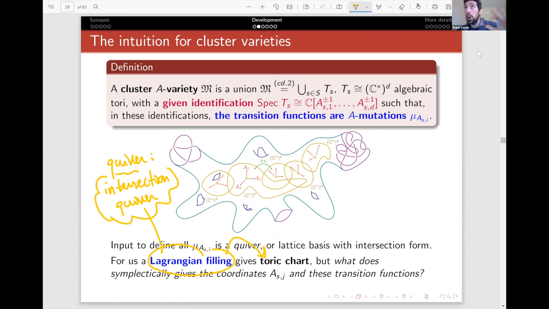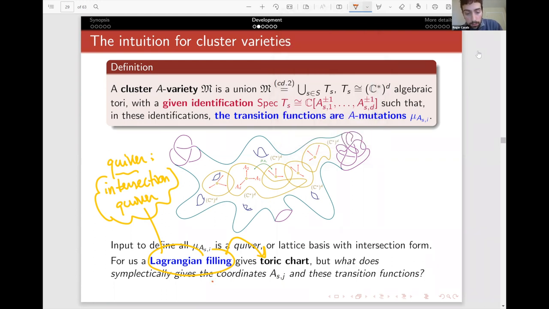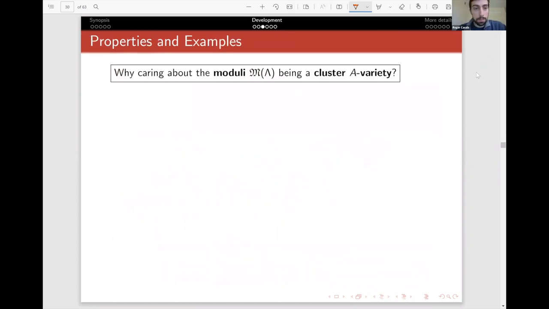Your moduli, we know, has these toric charts, but the real question being faced here is, what are these coordinates A_J? Why do they have this special property? And as it's being guessed, in particular the transition functions include the information of how you get the quiver. So I'm going to finish the talk with two quick things. A very quick one and then a picture.